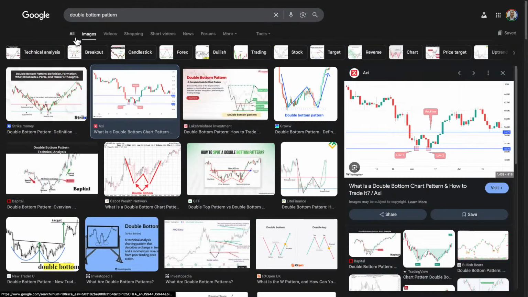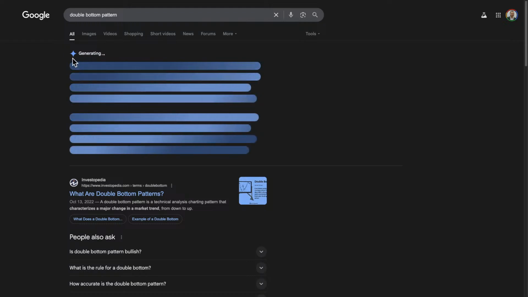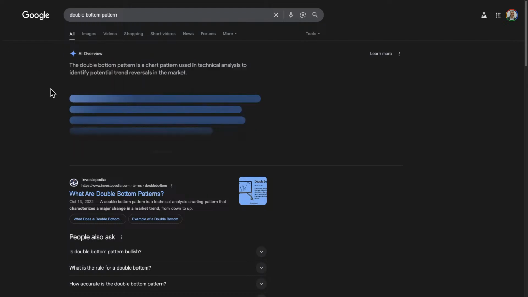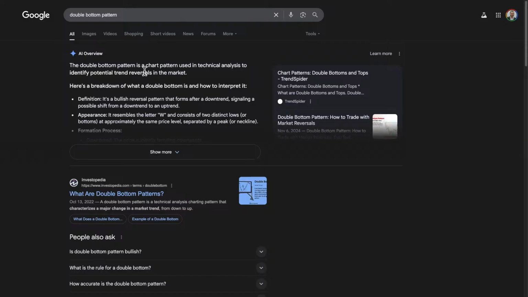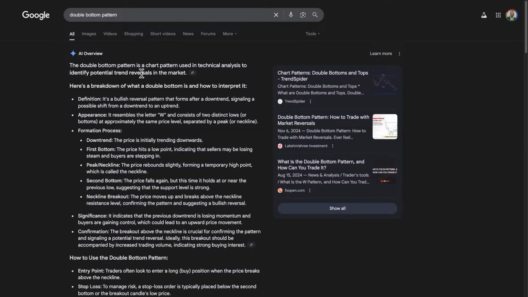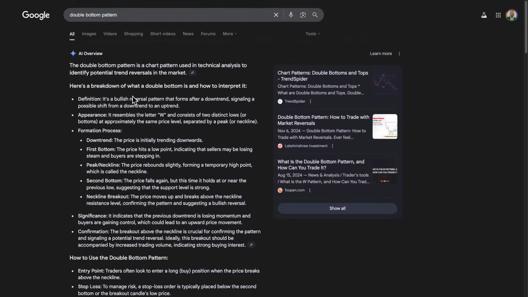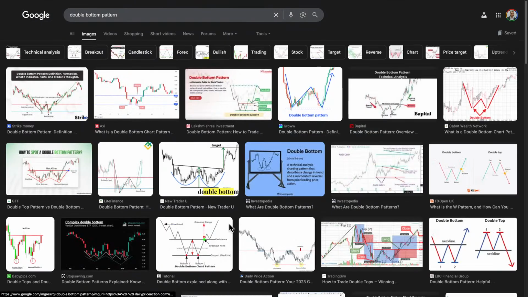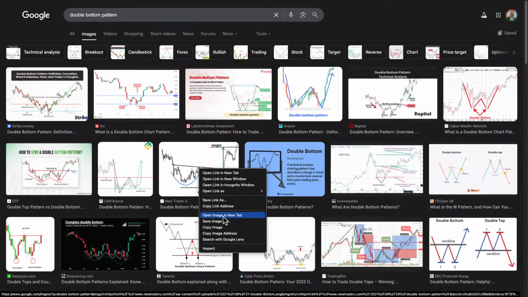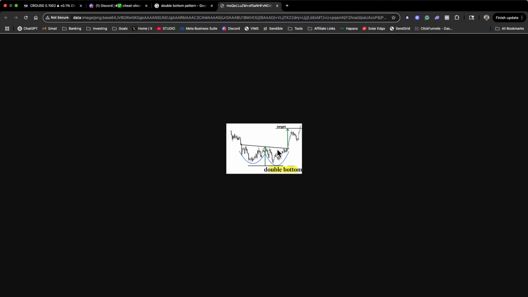And again, if I go back here, let's see what Google says about a double bottom. The double bottom pattern is a chart pattern used in technical analysis to identify potential trend reversals in the market. Here's a breakdown of what the double bottom is and how to interpret it. I'll let you guys go Google this, but I always find it helpful to go to the images tab and pull up one of these images. And you can compare it to your chart.